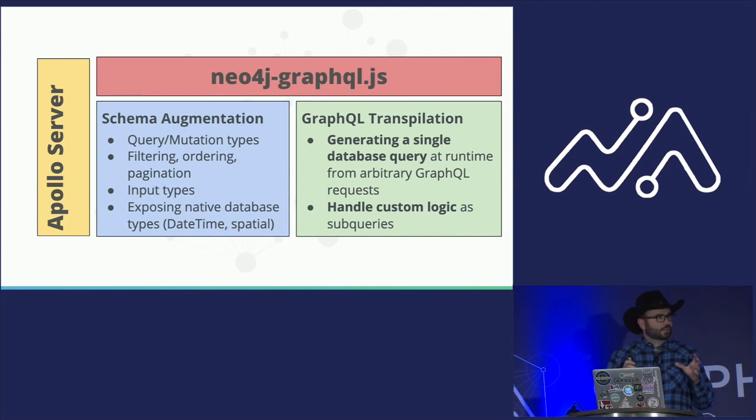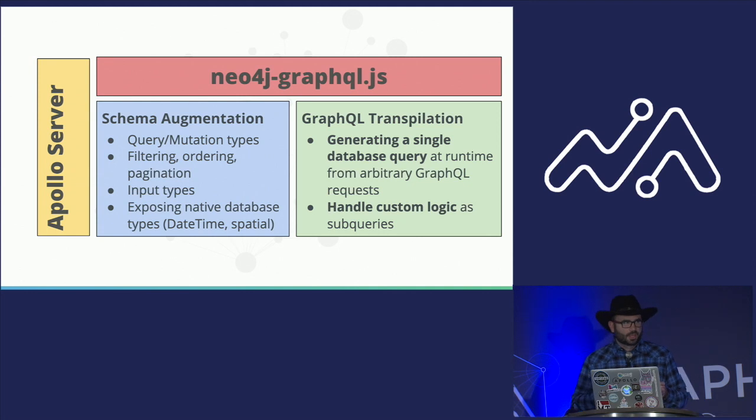In Neo4j GraphQL.js, there are basically two main jobs that this library is doing. One is schema augmentation. This is taking your type definitions or an already existing executable GraphQL schema and adding the query and mutation types, adding filtering, ordering, pagination, input types for this, and also exposing the native database types like the date time and the spatial types. So that's one piece. The other piece is what we can call GraphQL transpilation.